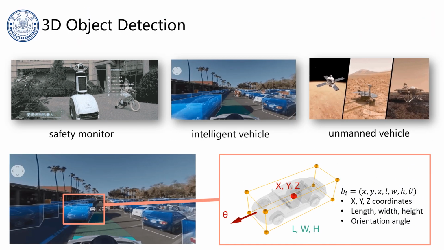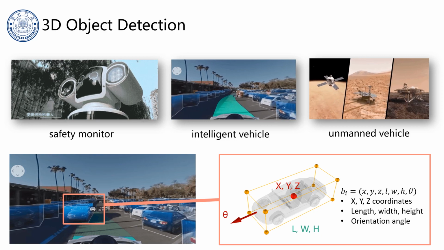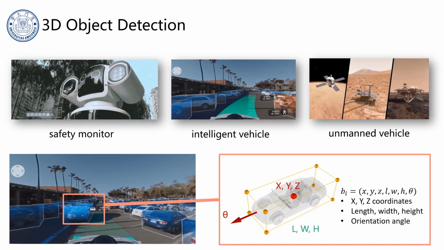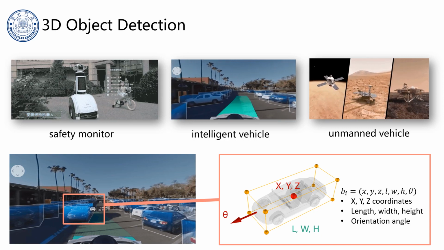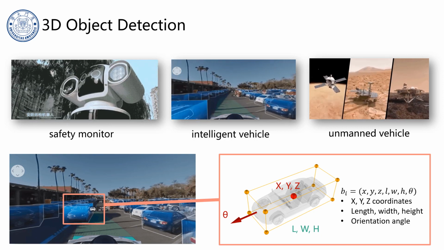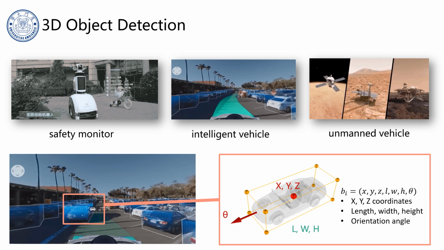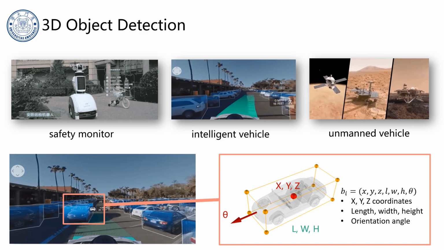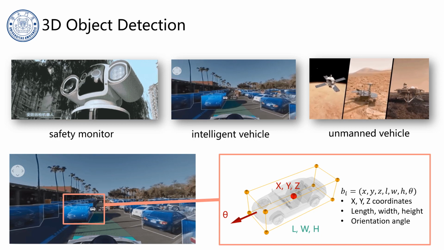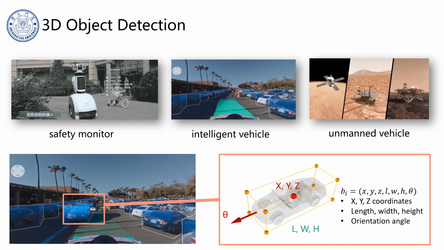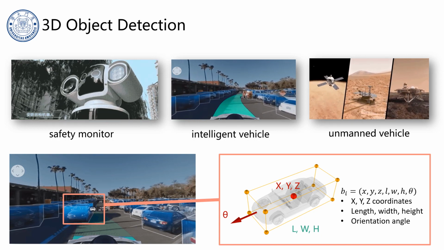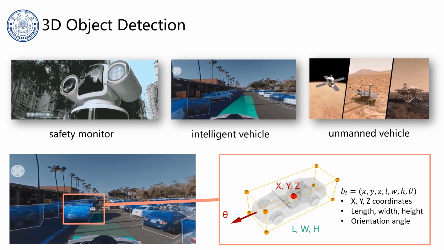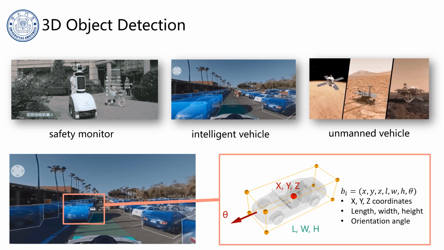In this work, we focus on 3D object detection, which has wide applications in the field of safety monitoring and self-driving. The 3D object detection is the key technology to perceive the dynamic objects. The 3D object detection task is generally defined as, given a set of point clouds or images, find out the bounding box of all objects. Each box is defined by XYZ coordinates, width, length, height and azimuth angle.